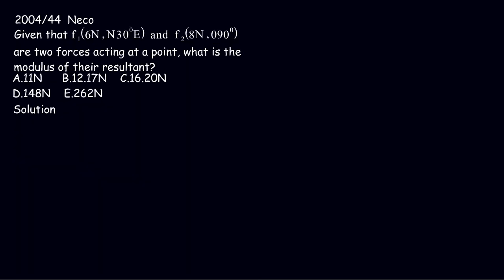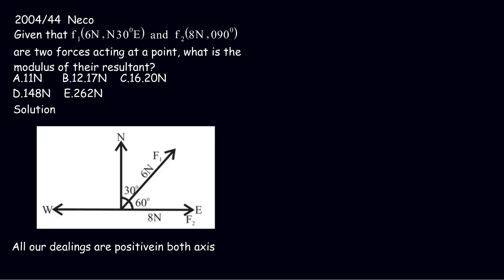We have another question from NECO that states that given that F1 6 Newton and 60 degrees, and F2 8 Newton and 0 degrees, are two forces acting at a point, what is the modulus of their resultant? That is, we are asked to look for the resultant. Now first of all, we are going to be sketching our curve and our forces, and when we do that, we get the diagram as shown on the screen. Now remembering we are using our angle with respect to the resultant.